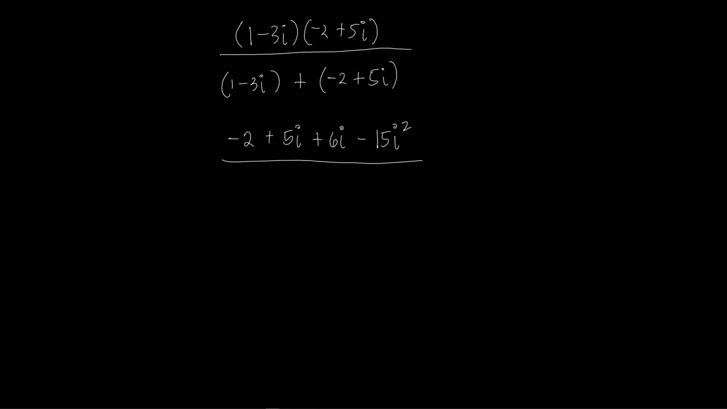Then, for the denominator, add the real parts: 1 and negative 2, that is negative 1. Correct? Yes, sir. Then the imaginary parts: negative 3i and positive 5i, that is 2i. Positive 5.